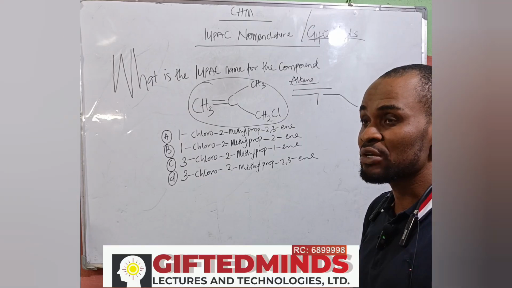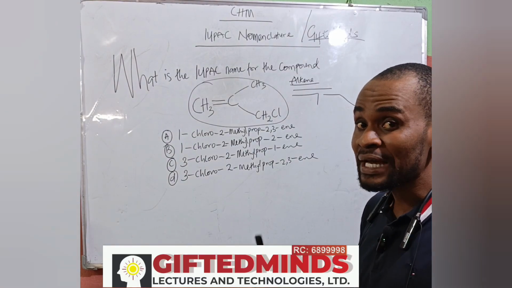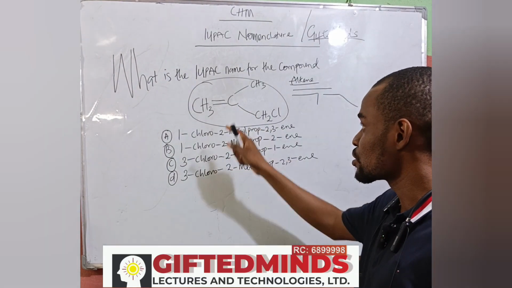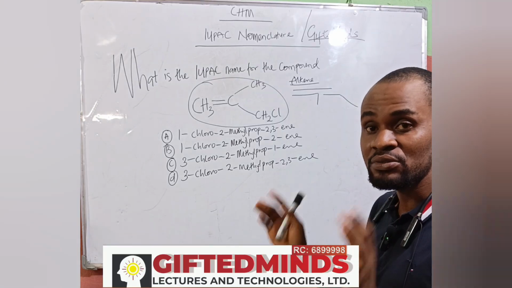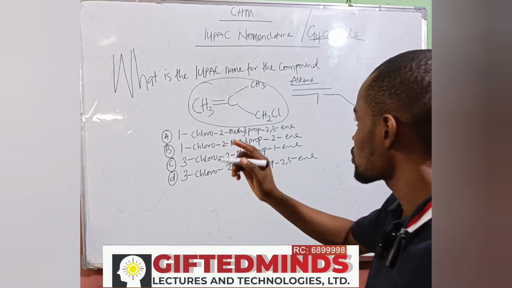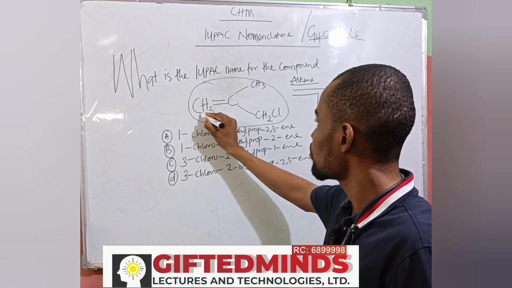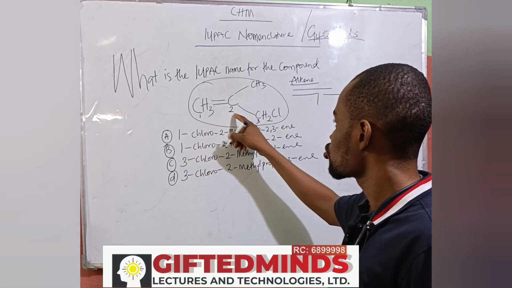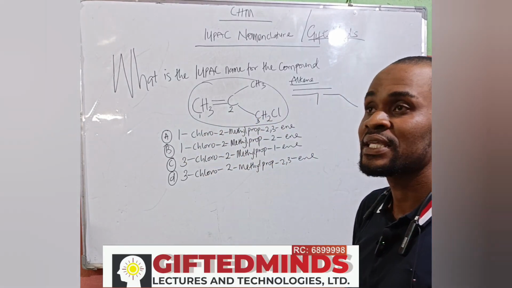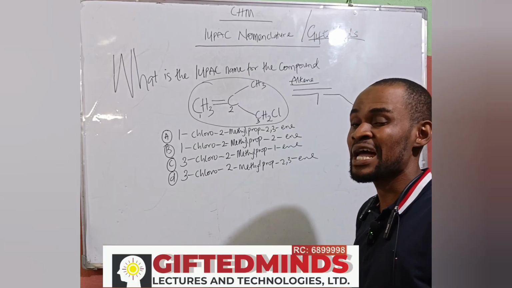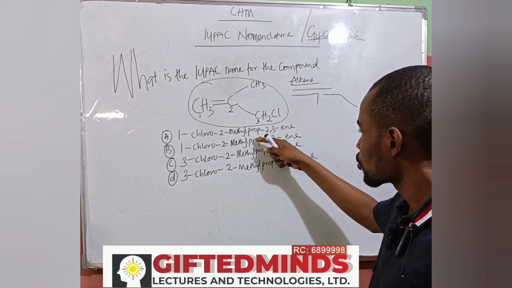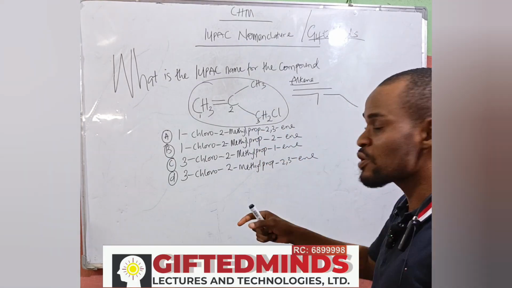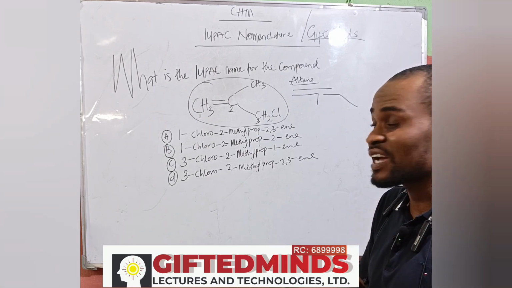That longest chain you are counting, you are counting the carbon. It is only carbon you count. You don't count hydrogen or another element. You are counting only carbon. Then look at this one now. I count carbon 1, carbon 2, carbon 3. So my longest chain is 3 carbon. That is why it is prop. Anywhere you see prop, it means there are 3 carbons in that longest chain.